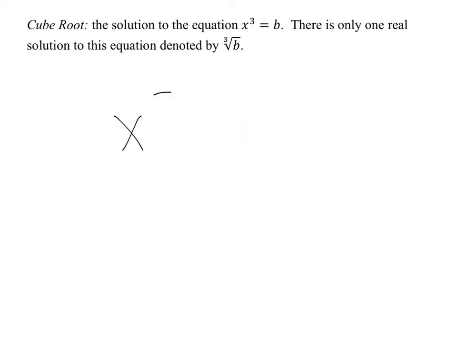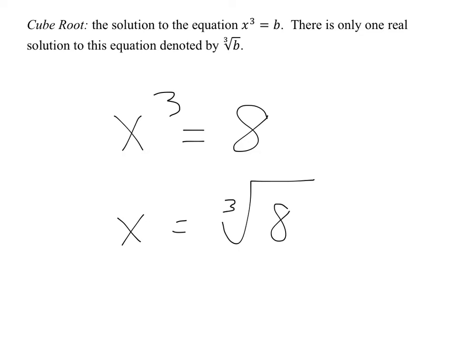So think about this for a second. What's the answer? What number? 2. Because 2 times 2 times 2 is 8. We all agree with that? So therefore, if I were to solve this, it would look like this. That's really what it is. You cube root both sides.